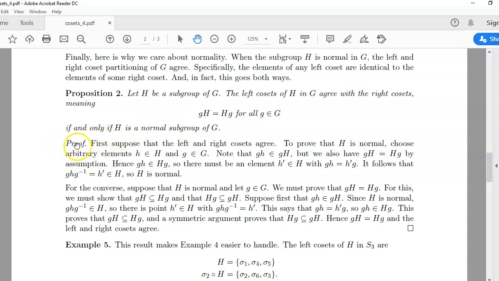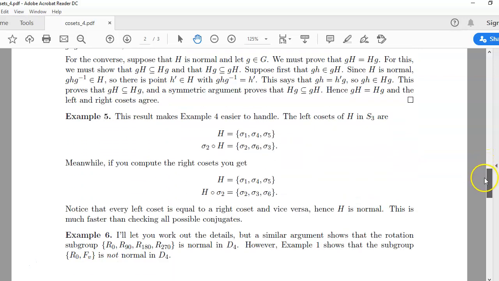I'll let you read the proof. It's only 2 short paragraphs. But this is honestly why we care about normality. A subgroup is normal if and only if the left and the right cosets agree with each other. And that's why we care. Okay? So let's look back at example 4.